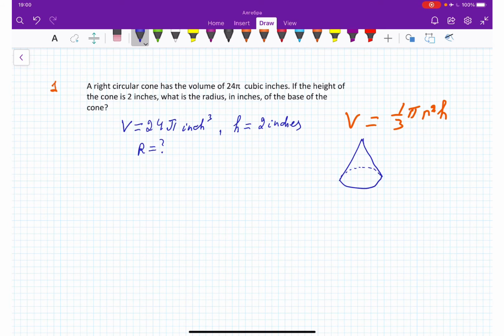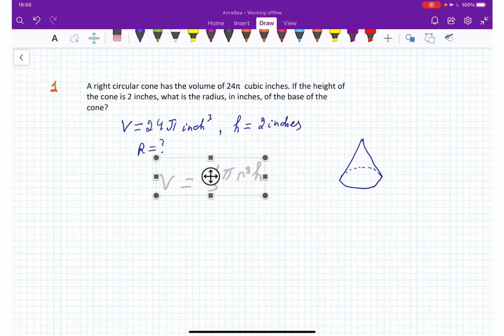This is the formula for volume. V is equal to 1/3 of pi r squared times h. Let me see, h is the height. This is the height, it's falling right in the middle. So this is the height. This is the radius. And so we need to find the radius. So we are given volume, we are given height. We need to find the radius.